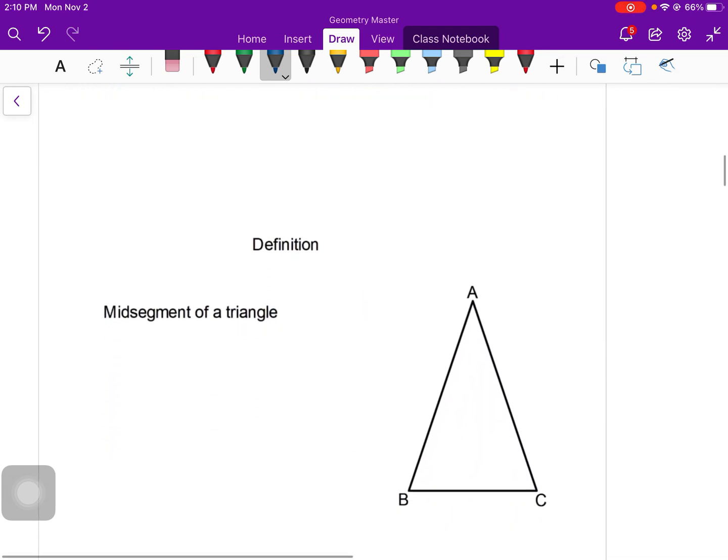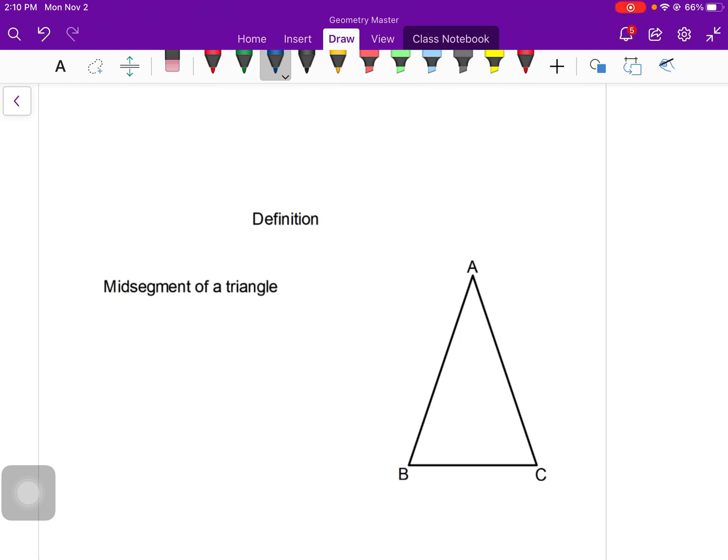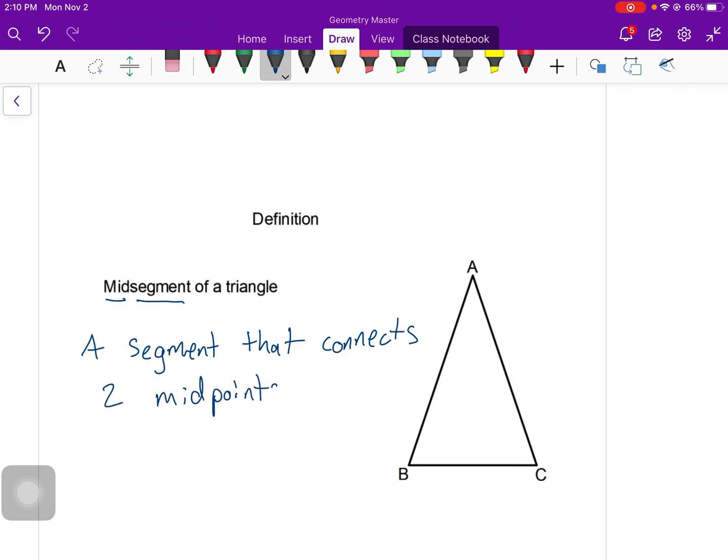All right, so today we're going to be talking about mid-segments. So we're going to start off with the definition of what exactly a mid-segment is. I think the easiest way to do this is break it into two pieces, mid and segment. It is a segment that connects two midpoints in a triangle. And when I say two midpoints, it's on the sides.